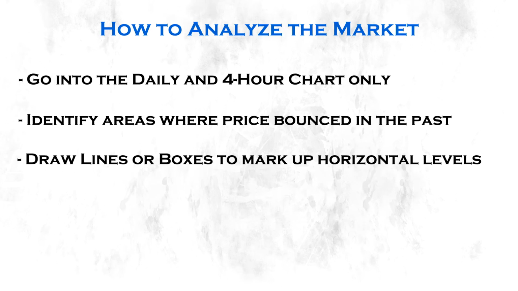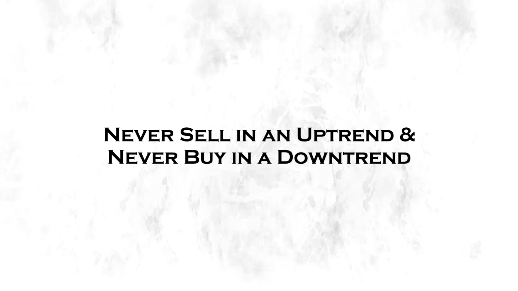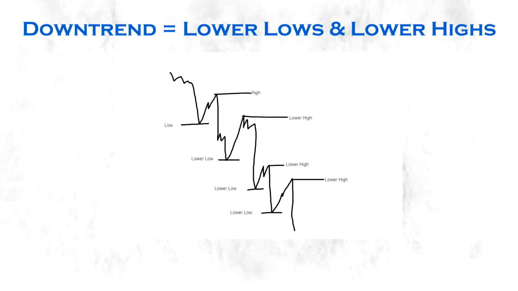So I have these zones. And very important to understand is that we don't want to sell in an uptrend and we don't want to buy in a downtrend. It is very important to understand what the overall trend direction is. A downtrend forms lower lows and lower highs. That means whenever price bounces away clearly, that's a low. And then other areas where price falls away and reverses to the downside like a resistance, we call those highs. You can clearly see the characteristics of a downtrend with lower lows and lower highs.